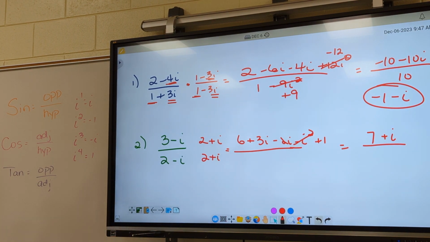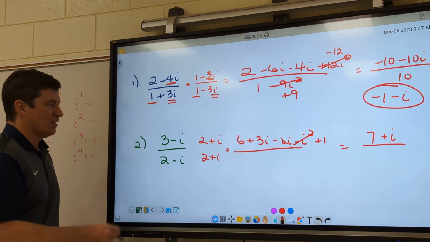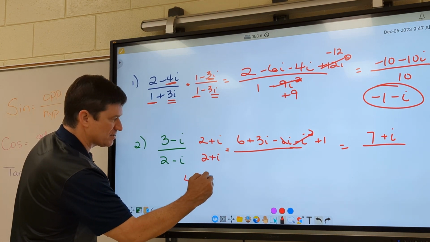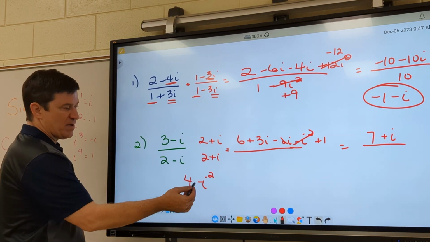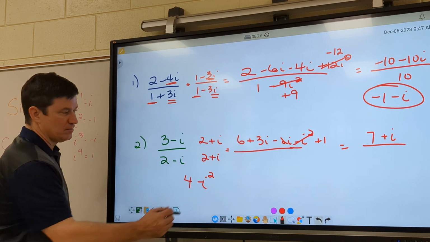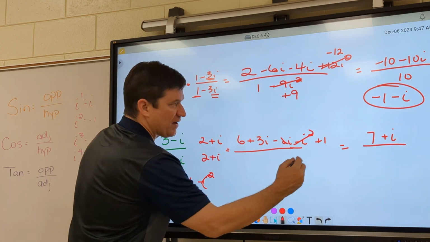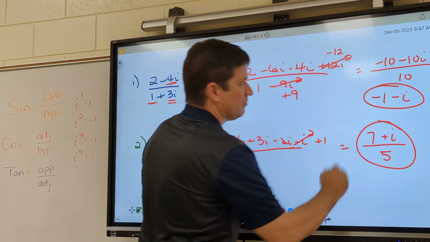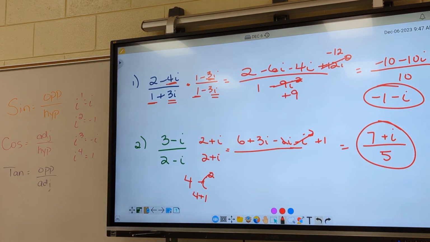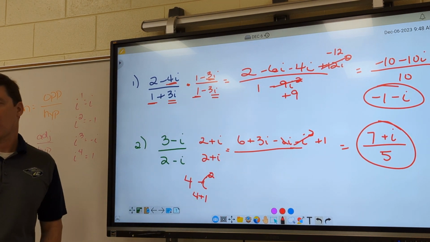All right, and the bottom shouldn't be anything that hard or that long. I got 4 minus i squared. Hey, we just did this. What does minus i squared turn into? Because that's a negative times a negative. That's just 4 plus 1. Got 5 on the bottom. If y'all get anything other than that, let me know and I'll fix it. Anybody got a question on 1 or 2? Now, these are going to get a lot quicker, but these were pretty long. 1 and 2 were.